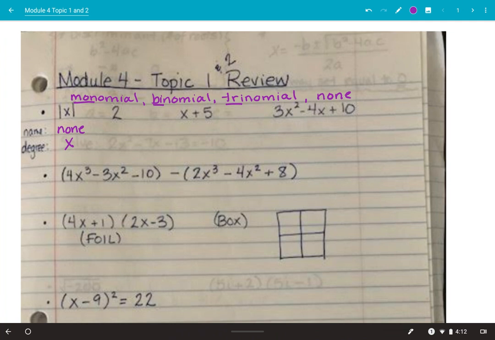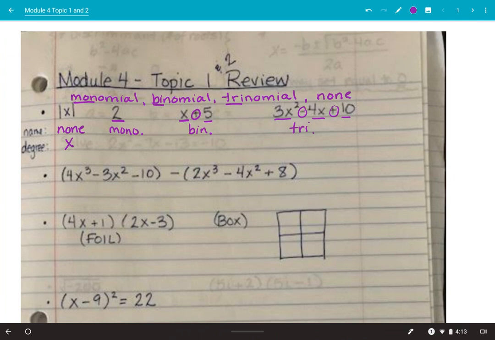So the first one is an absolute value, so it does not have any name. It's not a polynomial, so we just say none. And it doesn't have any degree. So the second one, this is one thing here. So this would be a monomial. I'm going to abbreviate it. Second one, there are two things separated by a plus. So that's a binomial. And here are three things separated by plus or minus. So this would be a trinomial.